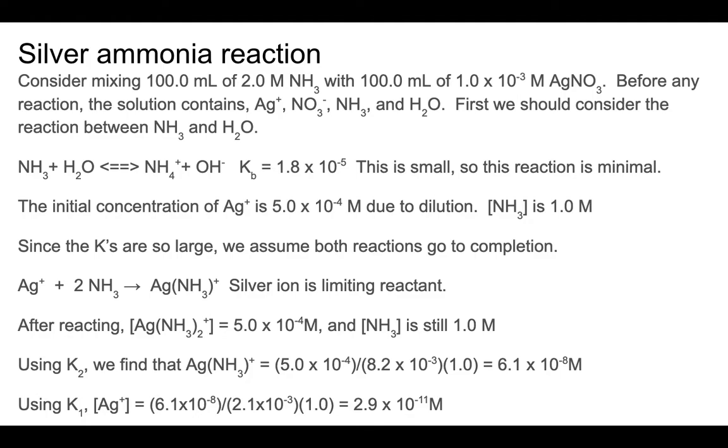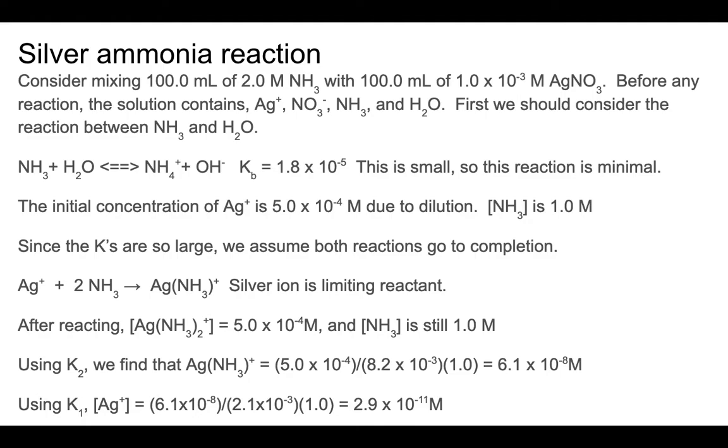Ammonia and water has a weak base equilibrium, an ionization equation, where it forms ammonium plus hydroxide. That would have a Kb of 1.8 times 10 minus fifth. Now that's a pretty small K, so this reaction is not real important. It's pretty minimal. Most of the ammonia is going to be NH3.